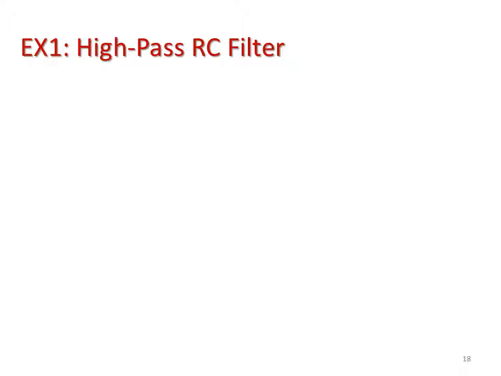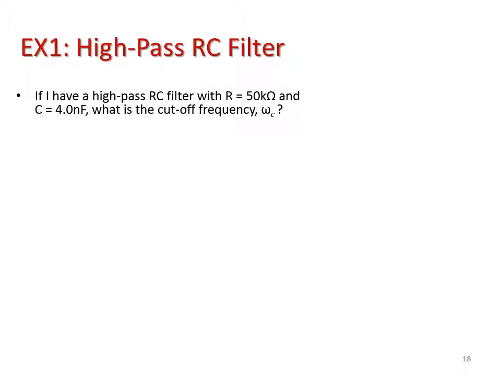Here we have an example for a high-pass RC filter, which is very similar to our low-pass example with a few changes. If there is a high-pass RC filter where the resistance equals 50 kiloohms and the capacitance equals 4 nanofarads, what is the cutoff frequency omega c? We can plug in our equation: omega c equals 1 over RC, and multiply 50k times 0.4. Actually, that number does not look correct. I have to update that in the next version.